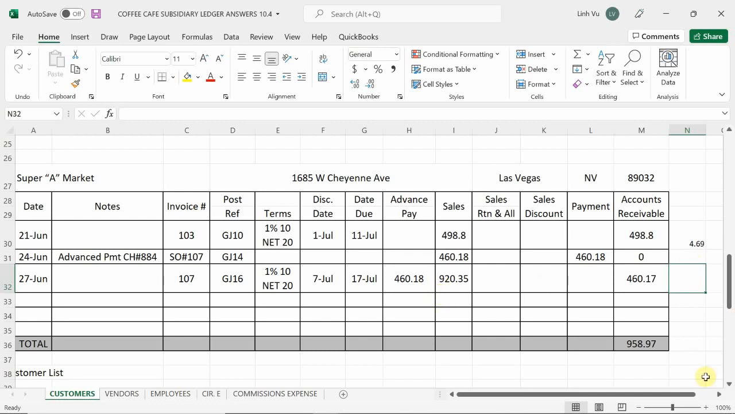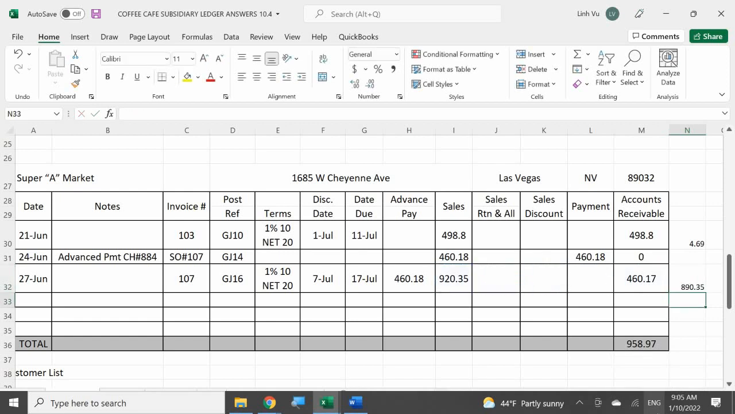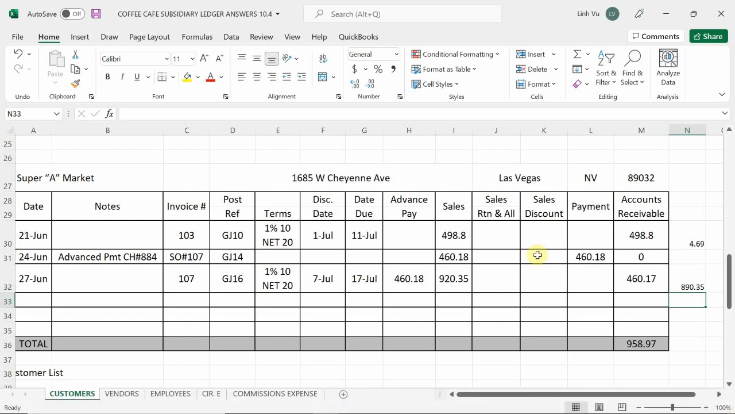So in this case, what is the discount going to be off of? So I'm going to take this minus 30 for the delivery. So we're looking at $890.35. So therefore, how much is the discount going to be for this one? $8.90.